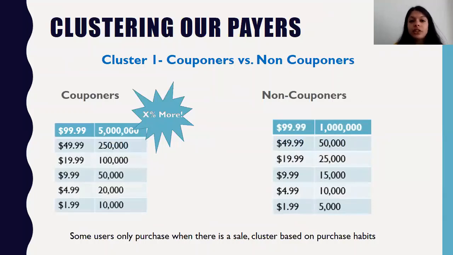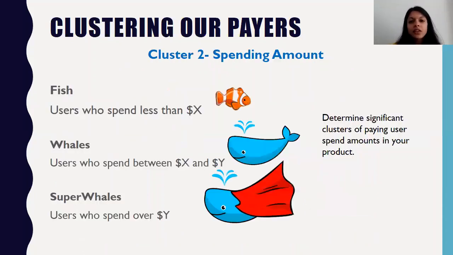One common cluster in games is what we call couponers and non-couponers. Couponers are payers who only purchase when we have special sales in our game, and non-couponers are those who purchase regardless of any sales, who purchase all the time. This really helps us optimize our game and figure out how to target these different users, and we'll get into targeting them later. Here's one of our common clusters, and we found this by just segmenting our data and looking for statistically significant clusters.